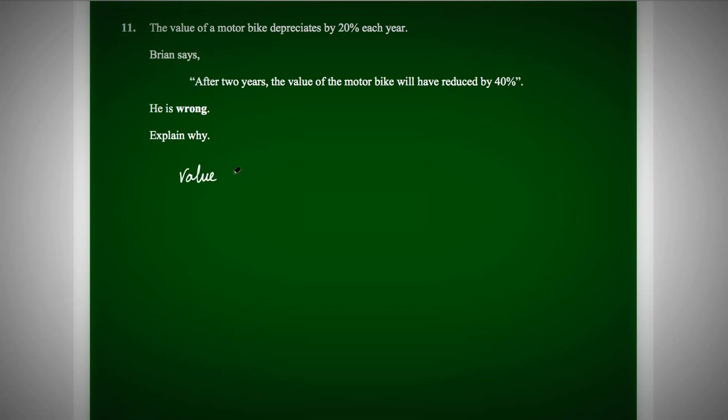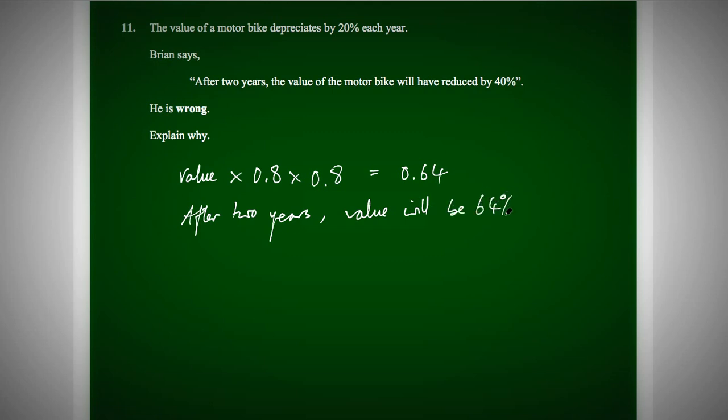We've got the original value. After 1 year, we're going to find 80% of the original price by multiplying by 0.8. And then the second year, we'll do the same again. So 0.8 times 0.8 is 0.64. So after 2 years, the value will be 64% of the original. And that's a reduction of, not 40%, but a reduction of 36%.